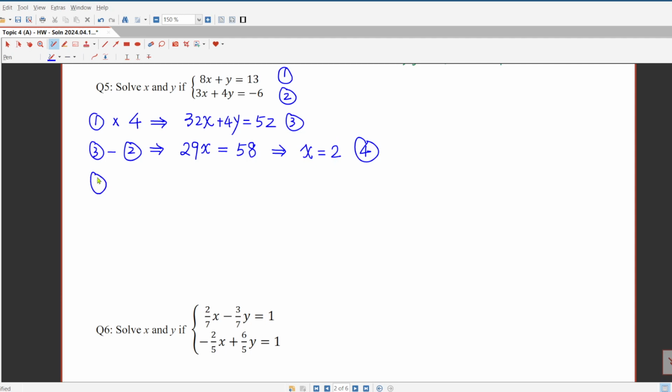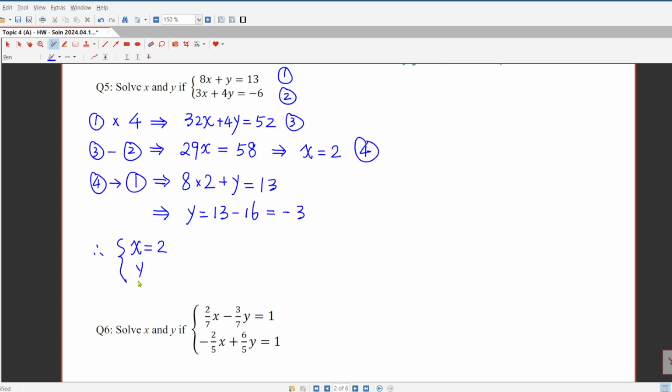And if you solve x is 2, then we can put this result back into equation number 1 or 2. But I think 1 is much easier, right? So this means 8 times x, which is 2, plus y equals 13. And this can be simplified to y equals 13 minus 16, which is negative 3, right? And of course, the final solution is x is 2 and y is negative 3. Can you see that?